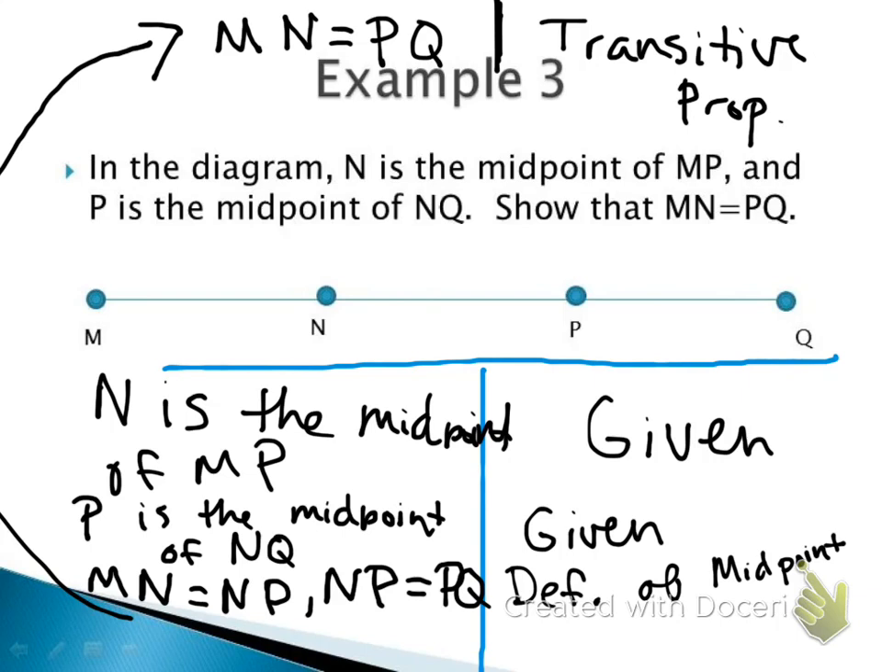Great. So again, if you're like, how could I have ever come up with this on my own? You don't have to, all right? At least not in this class. All you have to do is sort of fill in the gaps that I leave for you. So again, we were given that N was the midpoint. We were given that P is the midpoint. I know that midpoints create congruent line segments. And then I know that if you have two line segments congruent to the same line segment, then they're congruent to each other. That's the transitive property. Any questions?